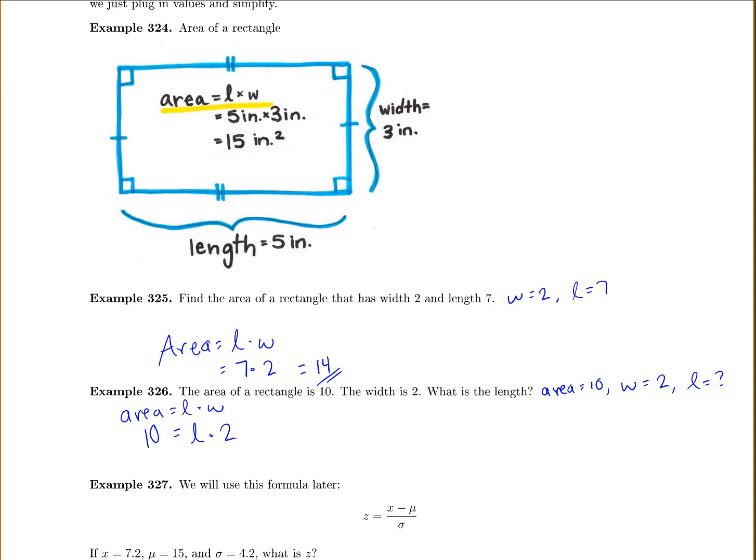Now it looks like an equation. Because we knew the area, we're trying to find L, so we're going to have to use it like an equation, and we'll have to solve for L. This is L times 2, so I could just divide both sides by 2. And so then I will get L equals 10 divided by 2 is 5.